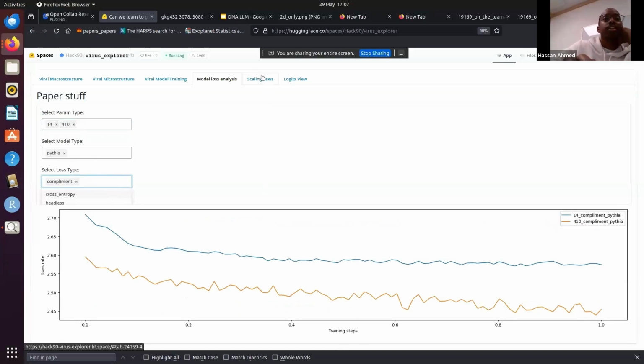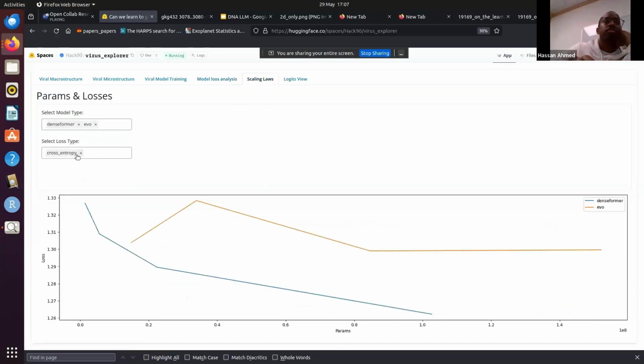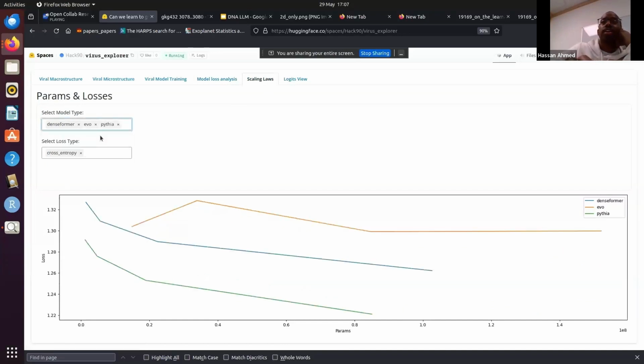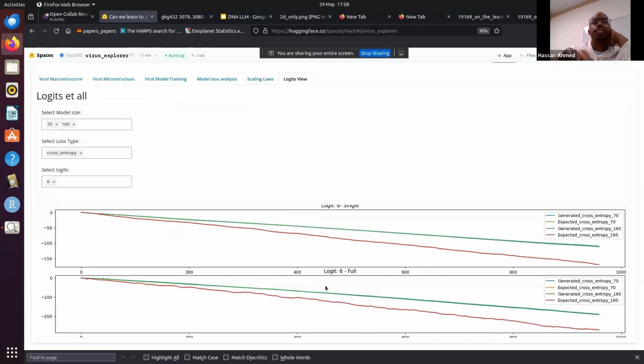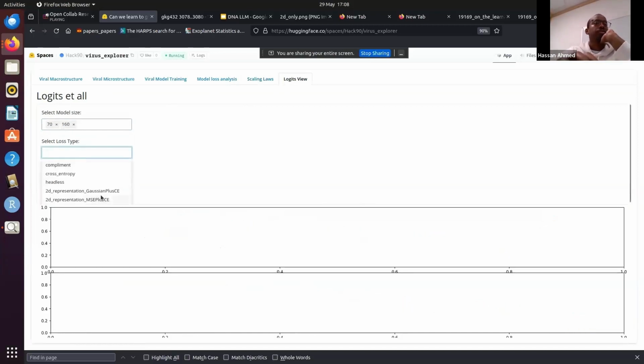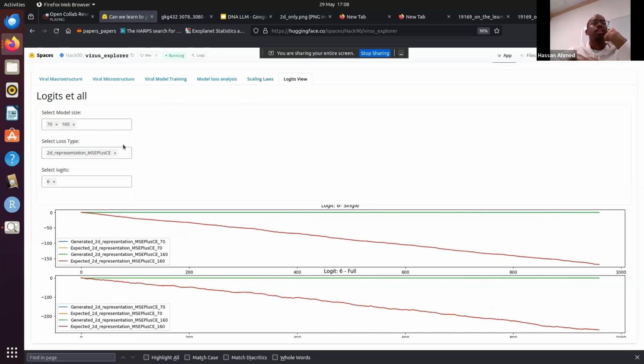Okay. So again, we looked at scaling, which models perform better when it comes to scaling. DenseFormer performs significantly better than Pythia when it comes to scaling, even though they both learn. We found on downstream tasks that DenseFormer is able to pick up better. And then we looked at the particular logics. Again, does a model learn better if we were to look at the 2D representation, or cross entropy, or the complement?